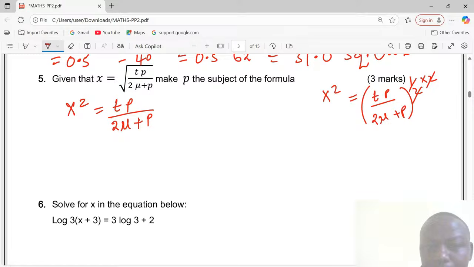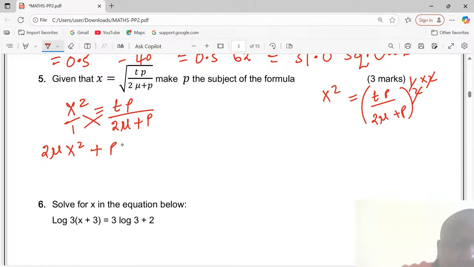With this now, remember we are making P the subject. We can cross multiply. X is automatically over 1. Therefore, this shall be now 2 mu x squared plus, I'm multiplying this way, cross multiplication, then x again multiplies P equals TP. You see?